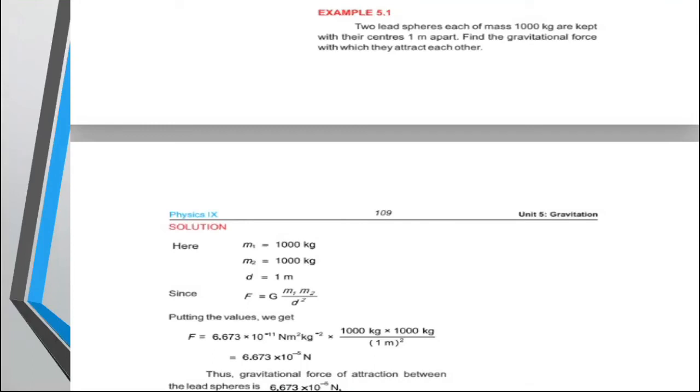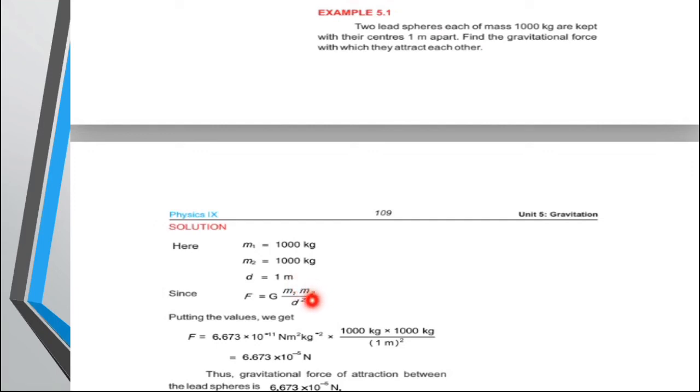Next we have an example on page number 108 and 109 of your textbook. There are two lead spheres, each of mass 1000 kg, kept with their centers 1 meter apart. Find the gravitational force with which they attract each other. Both spheres have the same mass, so m1 and m2 are 1000 kg. They are separated by 1 meter, so the distance between them is 1 meter.